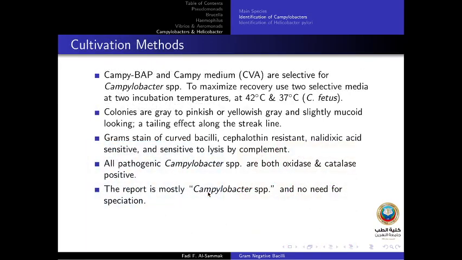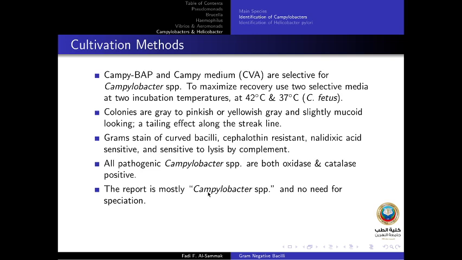And for the cultivation method for Campylobacter, we have the Campy-BAP and Campy-CFA medium, which are selective for Campylobacter. In order to maximize recovery, we use two selective media at two incubation temperatures, once at 32 and once at 37. Why is that? Because Campylobacter fetus, which is another opportunistic microorganism, can be overlooked if the temperature is not set to 37. So we set two different temperatures for the selective media in order to recover Campylobacter fetus.